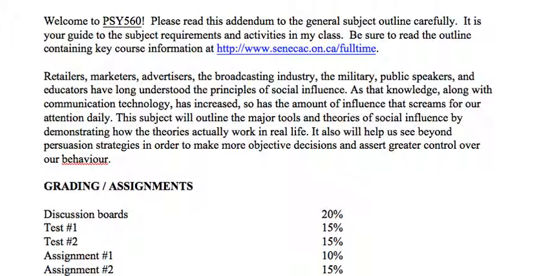So to go over the outline or rationale of the course, we're going to be looking at propaganda and persuasion and how it relates to social psychology. Retailers, marketers, advertisers, the broadcasting industry, the military, public speakers, and educators have long understood the principles of social influence. As that knowledge, along with communication technology, has increased, so has the amount of influence that screams for our attention daily. This subject will outline the major tools and theories of social influence by demonstrating how theories actually work in real life. It will also help us see beyond persuasion strategies in order to make more objective decisions and assert greater control over our behavior.